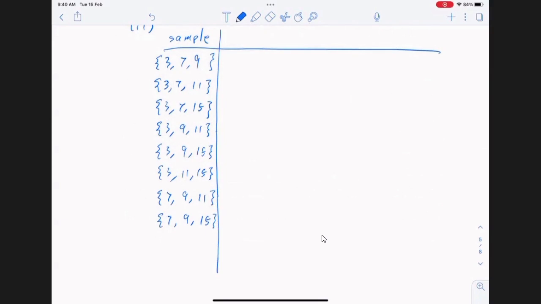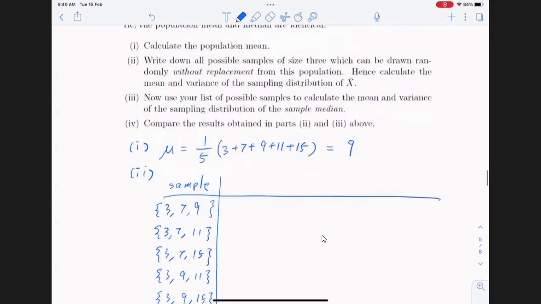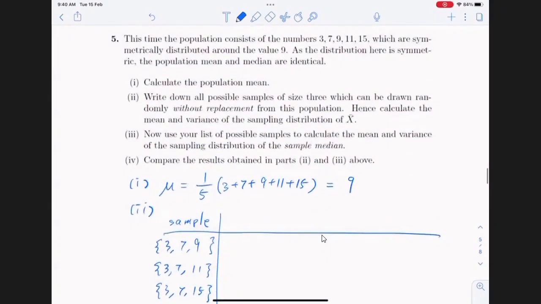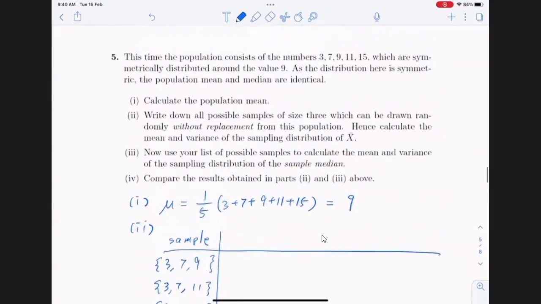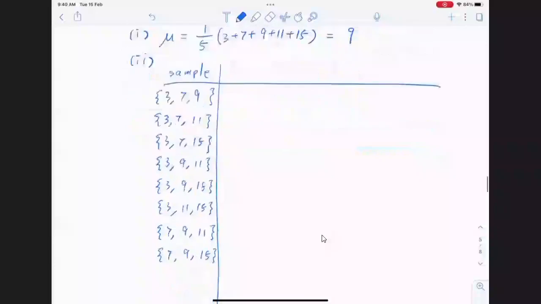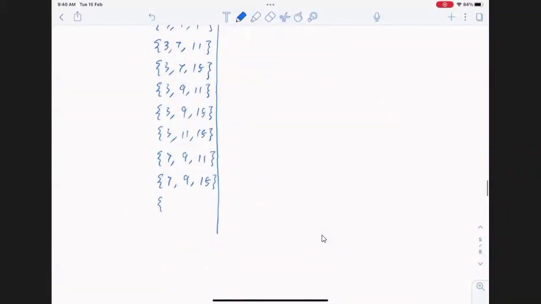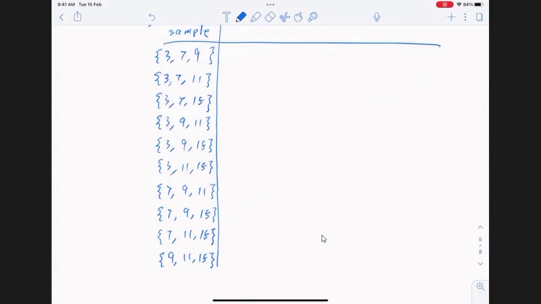Every time I put this kind of list, I always miss something. 3, 7, 9, 7, 9, 11, 7, 9, 15. 7, 11, 15, yeah. 9, 11, 15. So this completes the list of all the possible samples of size 3 if we are drawing without replacement from this population of size 5. This is just a brute force listing.